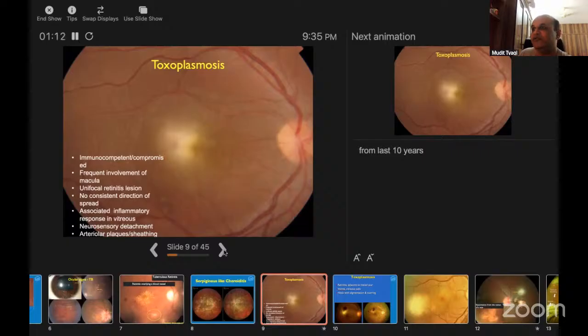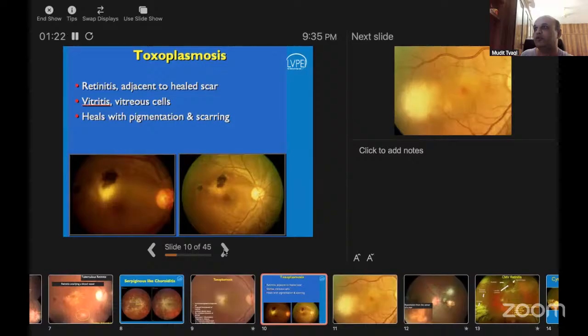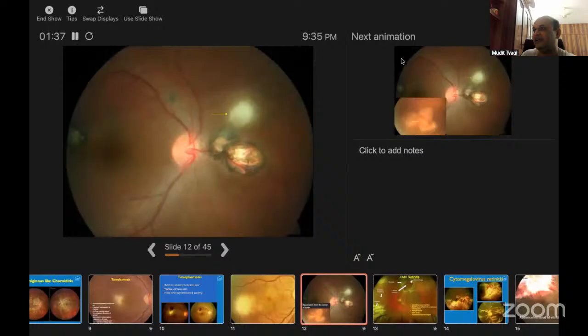On the other hand, if you see a significant vitritis, but you see lesions in the periphery, then that is something which we see in cases of acute retinal necrosis. Now one more very important clue about toxoplasma is the fact that a lot of times retinitis happens adjacent to a healed scar. So if you see a scar and you see a retinitis lesion adjacent to the scar, then you are dealing essentially with a case of toxoplasma. So: unifocal retinitis or a retinitis adjacent to a scar.